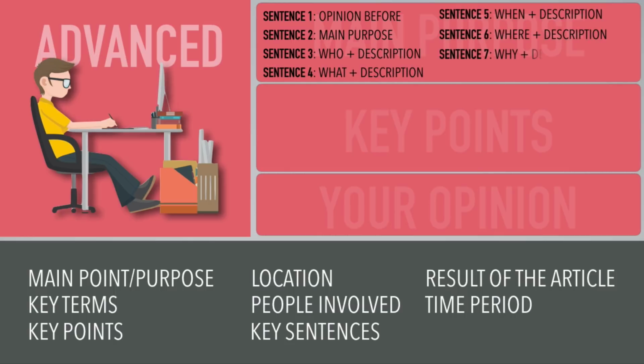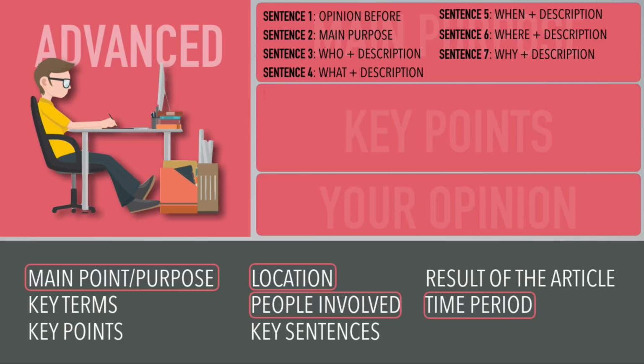For the main purpose in the advanced level, you have 7 sentences, okay? Sentence number 1, your opinion before reading the article. Now, as you can see, in the advanced level, you need to give more of your opinion about the information being discussed. So the first sentence is about your thoughts or your ideas. The second sentence is the main purpose of the article. Sentence number 3, number 4, number 5, number 6, and number 7 are the same as from the intermediate level. Now their patterns will be different, but the information is the same.